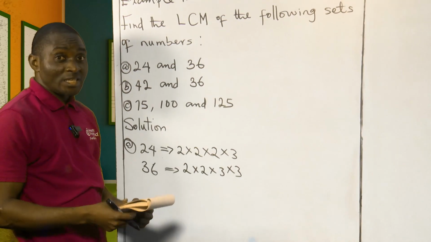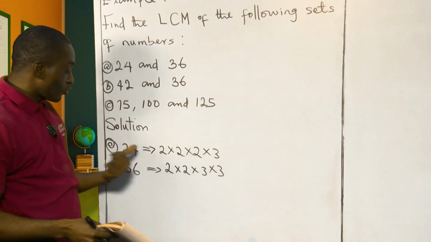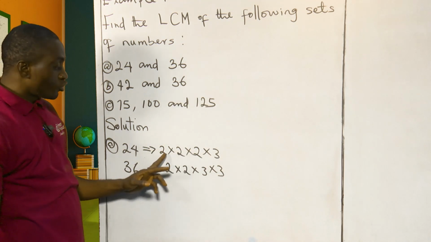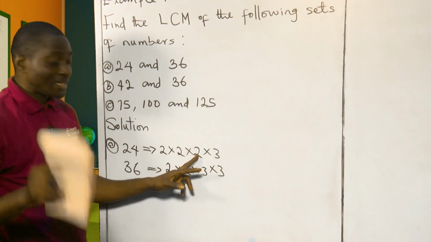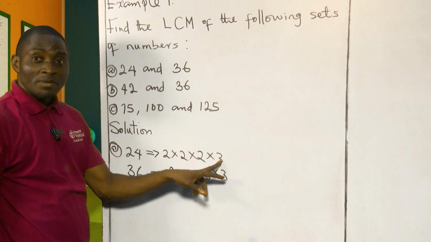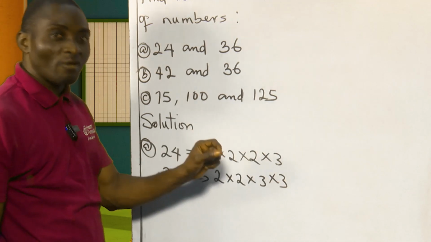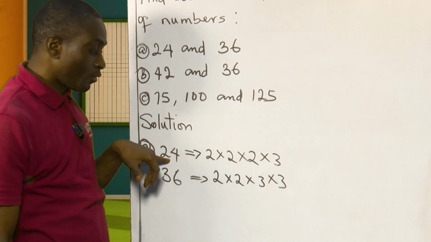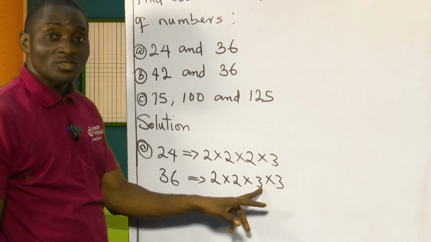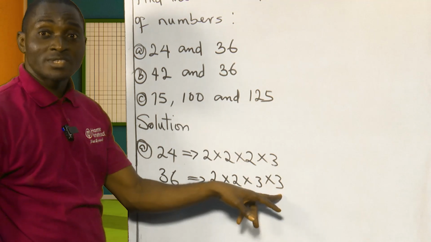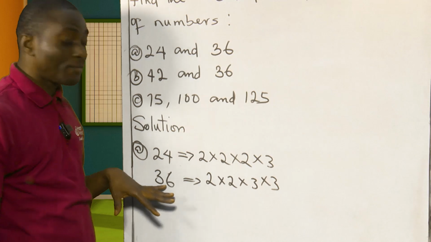Let's see if truly they are the product of prime factors of these given numbers. 2 multiplied by 2 is 4. 4 multiplied by 2 is 8. And 8 multiplied by 3 is 24. So all these are products of prime factors of 24. 2 multiplied by 2 is 4. 4 multiplied by 3 is 12. And 12 multiplied by 3 will give us 36. So all these are products of prime factors of 36.